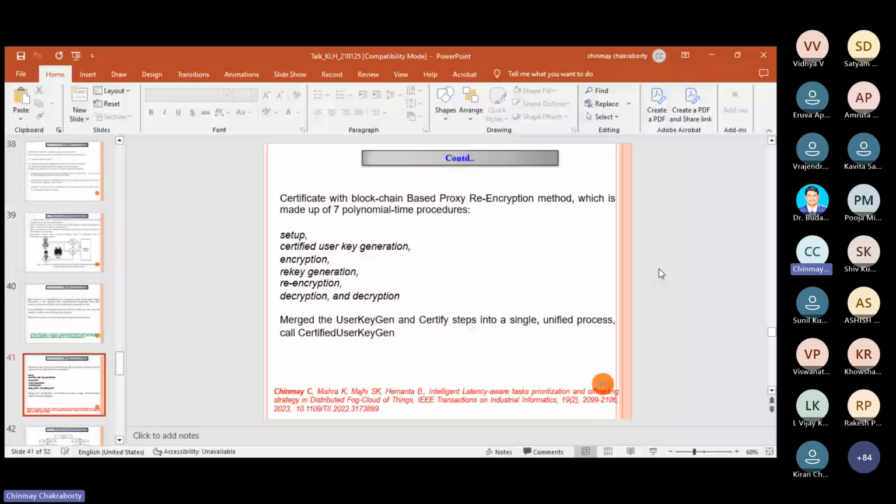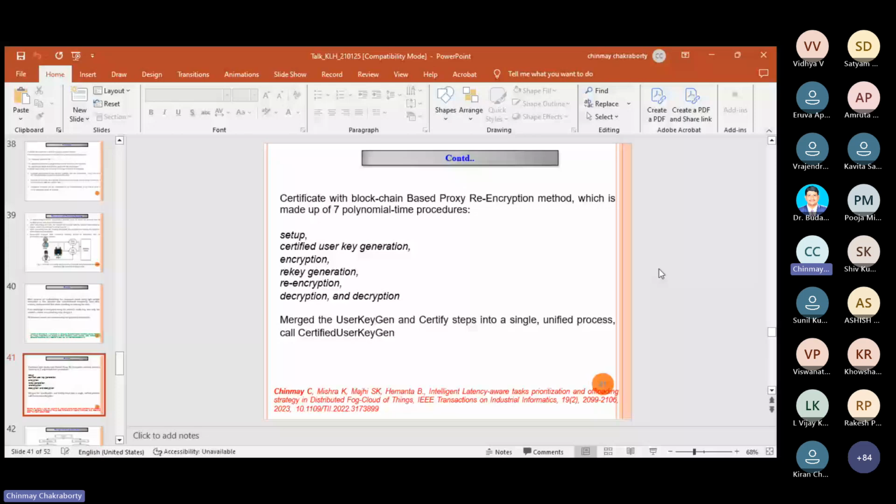This is the feature point of view, and this data is merged with the user key generation. This is the command basically to combine certificate steps into a single unified process. This is called the certified user key gen, right? So that means this is the certificate, which is made up of 7 polynomial time procedures. Okay, and these are the features that I already discussed.